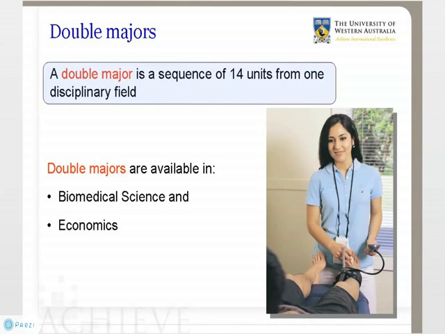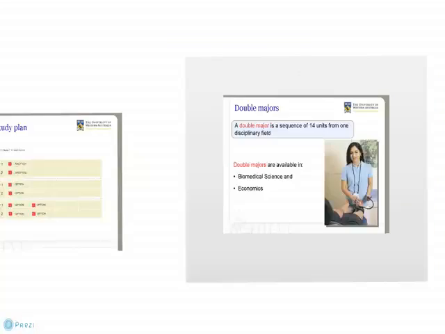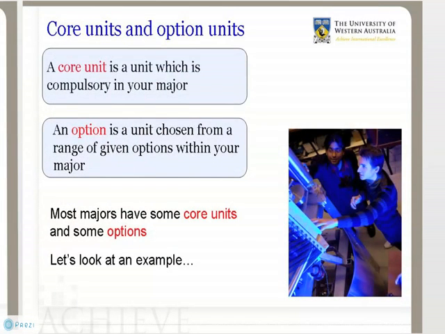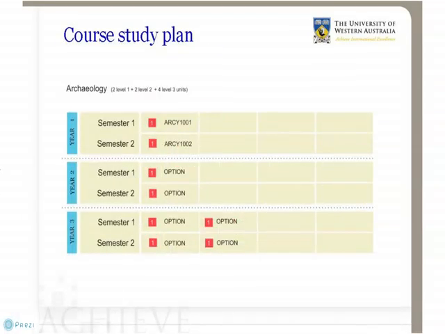Now within majors, you'll have core units and option units. Right. Core units are compulsory, whereas option units are chosen from a list of given options within your major. So let's have a look at a major. What major were you thinking about as your degree-specific major? Well, let's see. I'm really interested in archaeology, so I thought I would start with that. Okay, let's have a look at an archaeology major.